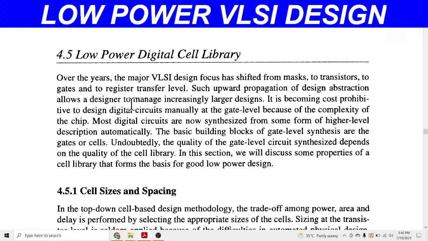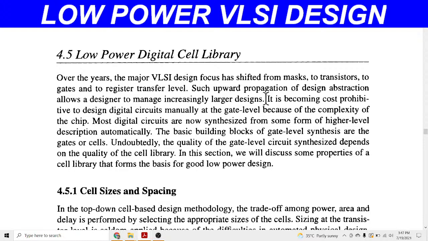We already know that when we design any digital circuitry, the implementation steps are masking, then implementation of transistors, then by using transistors we implement gates, and then we move toward the register transfer level. By using this we can implement any type of complex logic circuitry in a very small area.